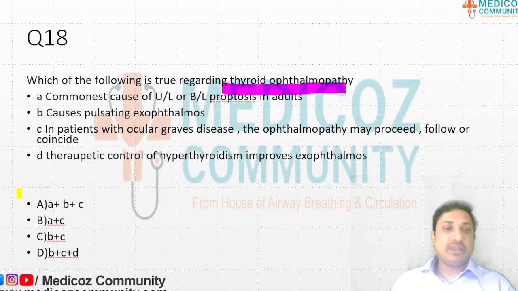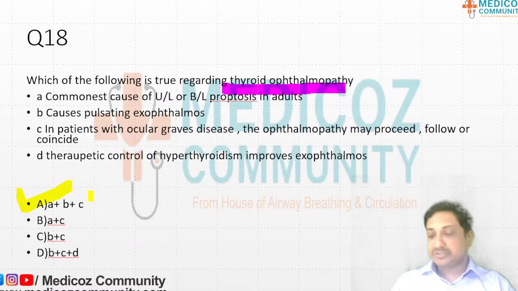Answer is A plus B plus C. That means the commonest cause of unilateral or bilateral proptosis in adults is thyroid ophthalmopathy. Yes, it causes pulsating exophthalmos. Yes, it is seen in patients with ocular Graves' disease. Ophthalmopathy may precede the presentation, or it may follow, or it may coincide. While option D is definitely not true, because therapeutic control of hyperthyroidism does not improve exophthalmos.